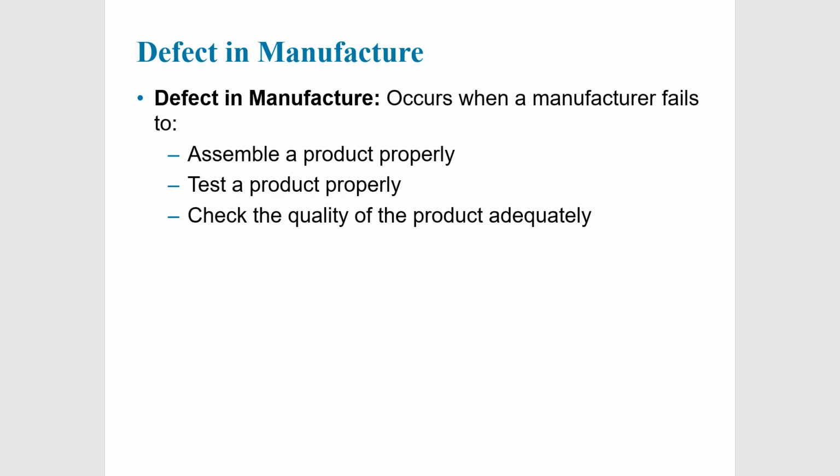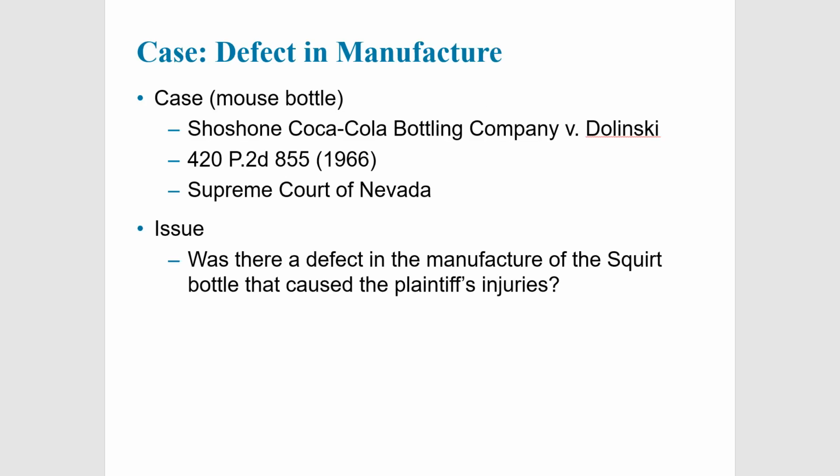If we can show that something happened and went wrong in the manufacture of a product, and that caused it to be dangerous or malfunction and cause harm in some way, then that would qualify as a defect in manufacture. An example of this is the Shoshana Coca-Cola Bottling Company versus Delinsky. Now, this is an interesting case.